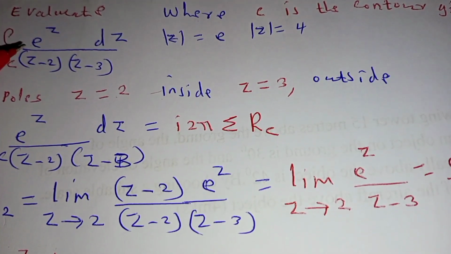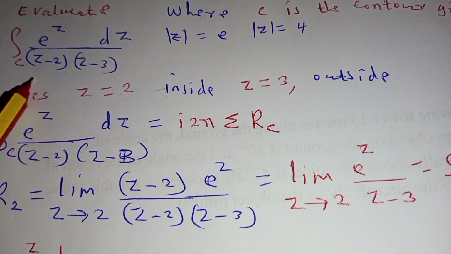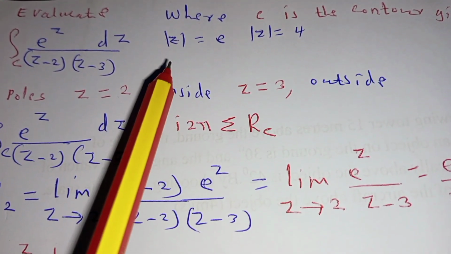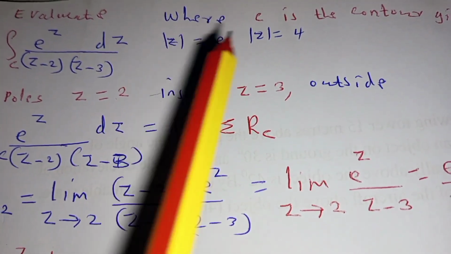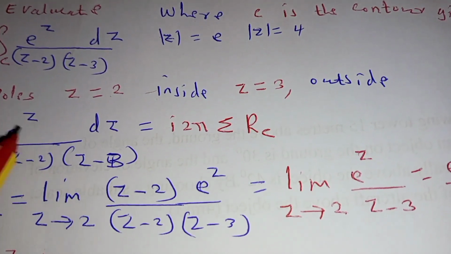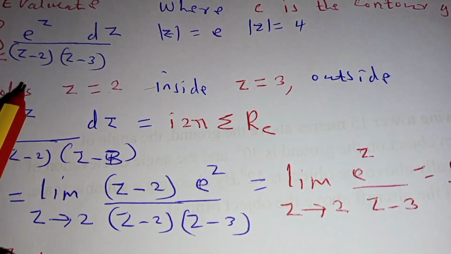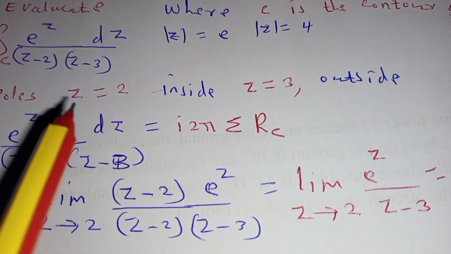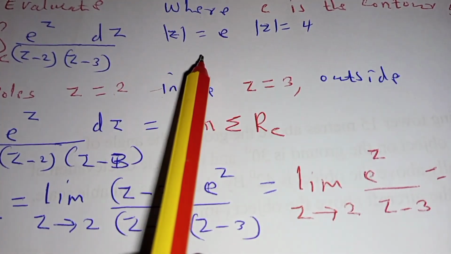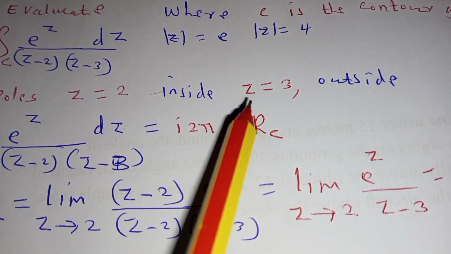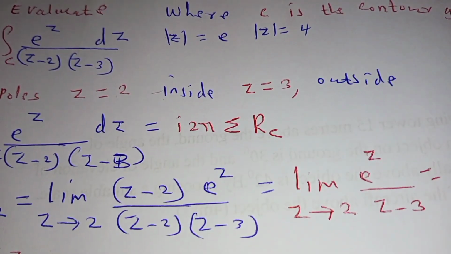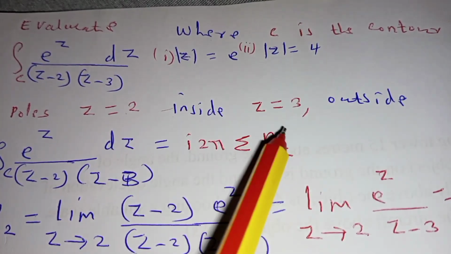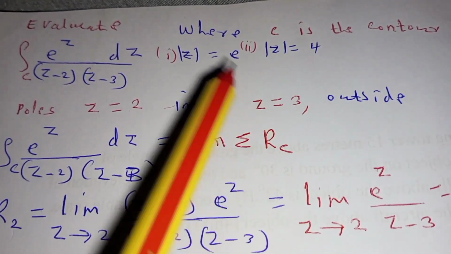To the standard of complex analysis, you are supposed to evaluate this complex integral along a contour given by |z| = 4. So there are two poles. The pole is a point where the function is not defined. The first pole is at z equal to 2, and this pole is inside this contour. Then z equal to 3 is outside for the first case here.